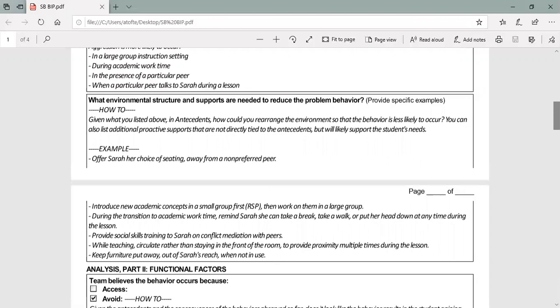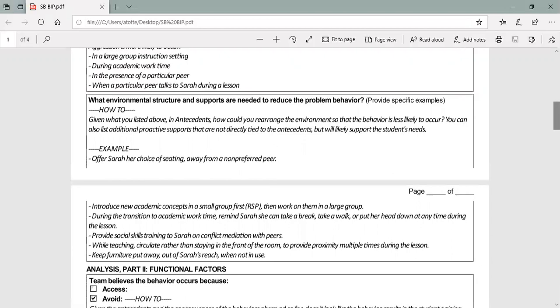What environmental structures and supports are needed to reduce the behavior? Aha, so here, look at what you put in antecedents, the section above. And then this is asking, okay, so if those are the antecedents that might be triggering the behavior, how could we make those antecedents less frequent or less likely? Or what are we going to do for the student so that the triggering behavior is not so abundant?